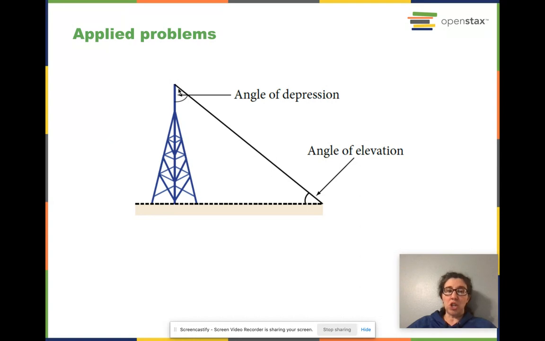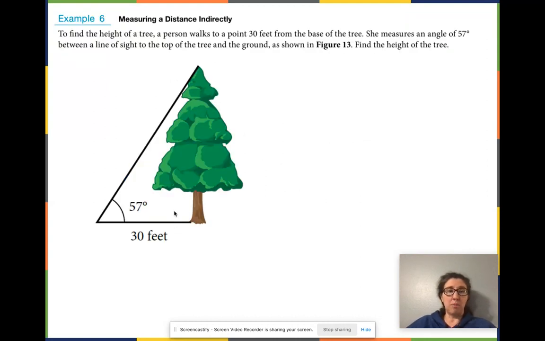Angle of depression would be the angle from the top of some tower or mountain or tree or flagpole, right, down to the ground. And the angle of elevation would be the angle from somebody standing here looking up or measuring with a little angle tool. This is the angle of elevation. This is the angle of depression, okay? And assuming this is a right triangle. So here's an applied problem.